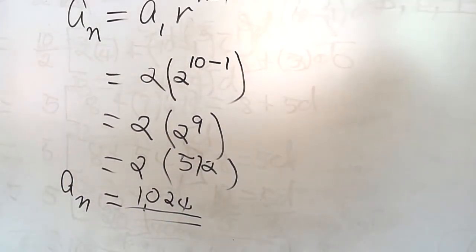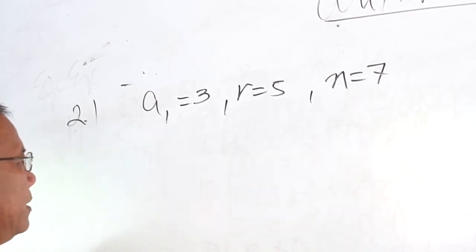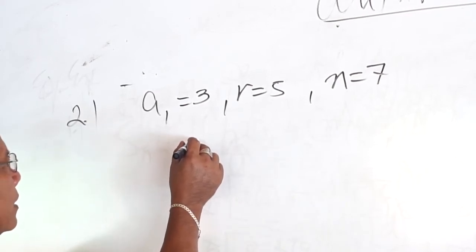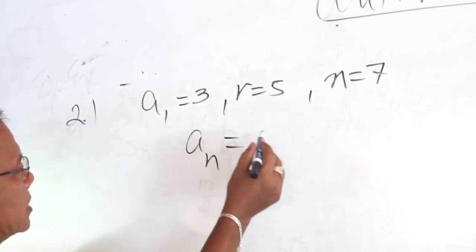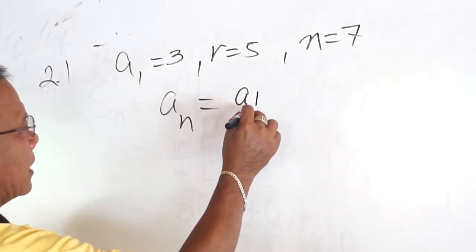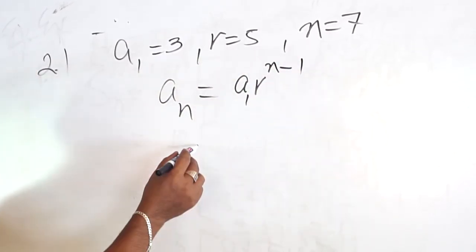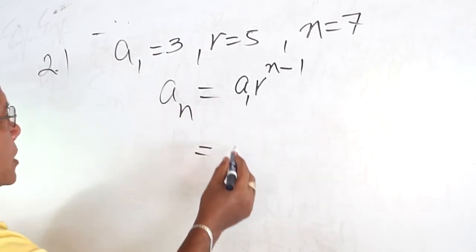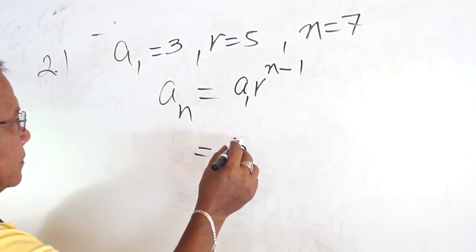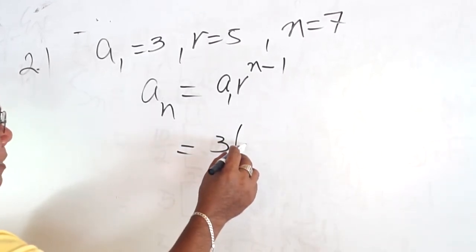Example number 2. Okay, so we have A subscript 1 equals 3. Then common ratio equals 5. Then the number of terms equals 7. Okay, the formula we have here, A subscript n is equal to A subscript 1 multiplied by r raised to the power of n minus 1. Okay, so we have simplified. The first term is 3. Okay, then we have r, common ratio is 5.